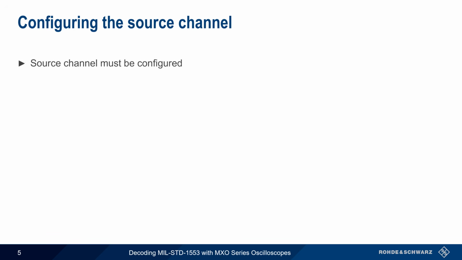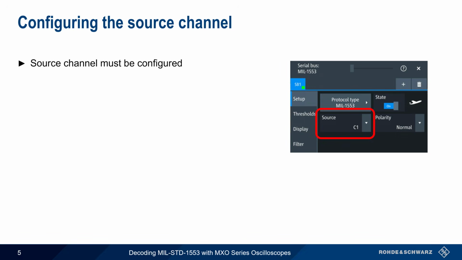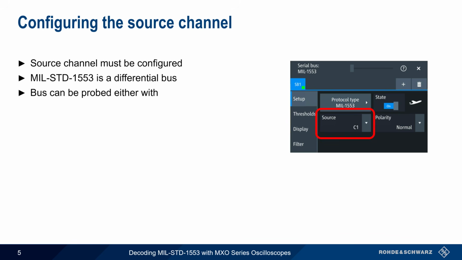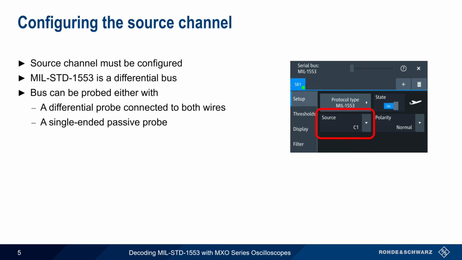The next step is configuring the source channel, and this is done under Setup. As you should already know, MIL-STD-1553 is a differential bus consisting of two wires, and these wires can be probed in two ways. A differential probe connected to both wires is the preferred method of probing the bus, but in some cases a single-ended passive probe can also be used.